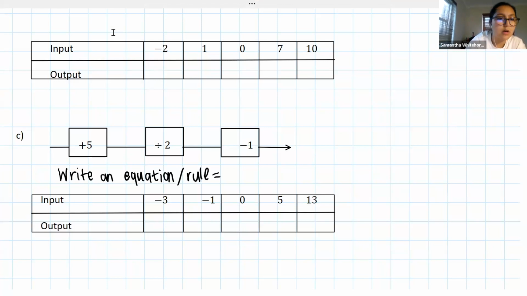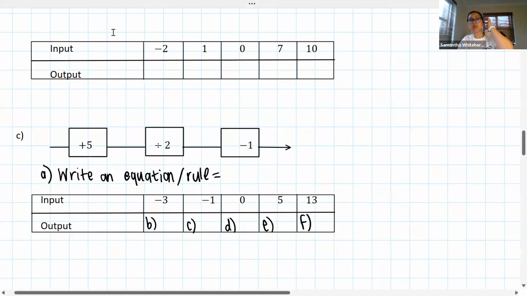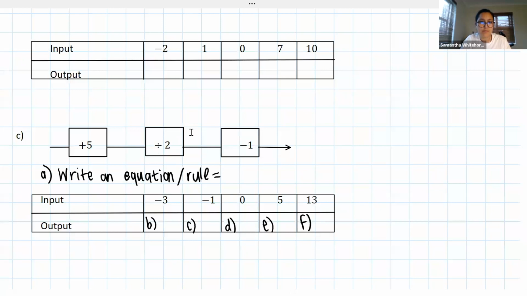So I'm going to ask you to try this by yourself. So let's call this question A, B, C, etc. I want a rule and I want output values. I don't mind whether you use the flow diagram to fill in the table or whether you use your rule, completely up to you. Either way, I want a rule and I want output values. Now, guys, remember, division, use a fraction. There's no need to try and make it all complicated. Just use a fraction line. That's absolutely fine.